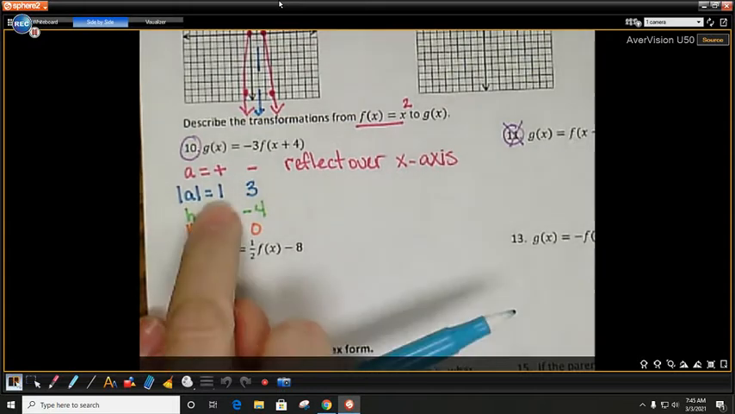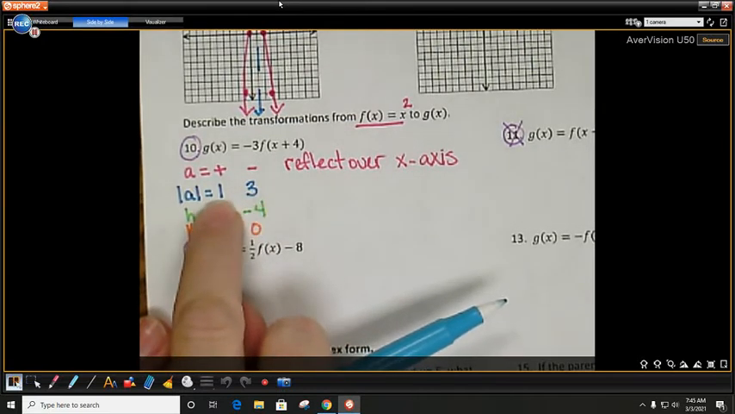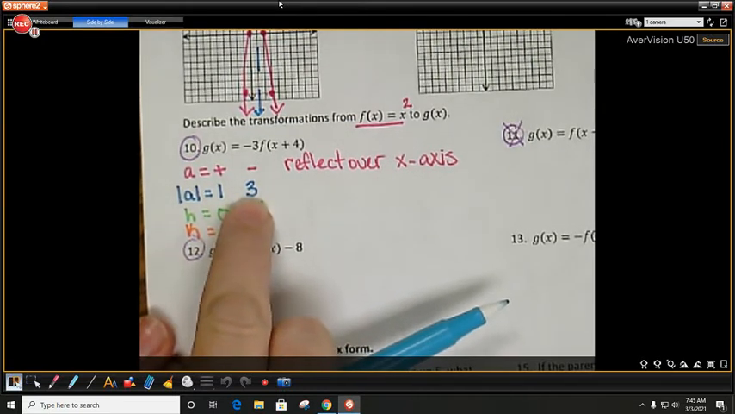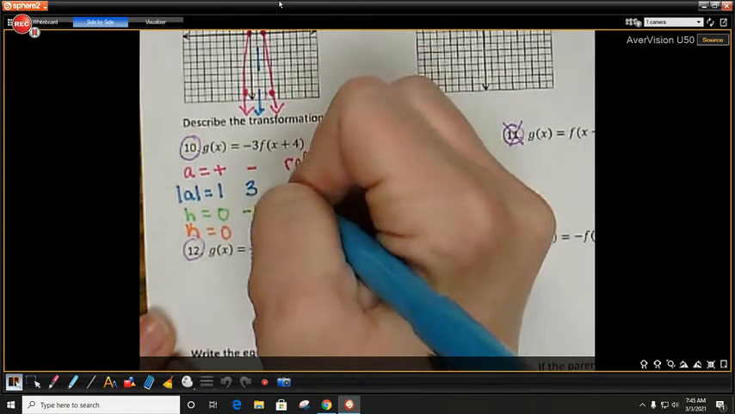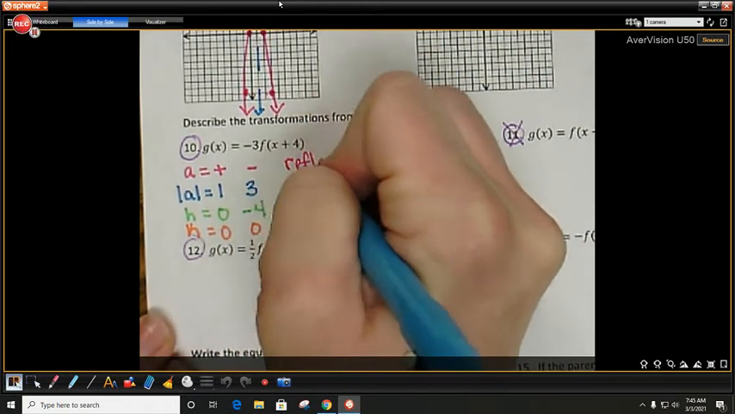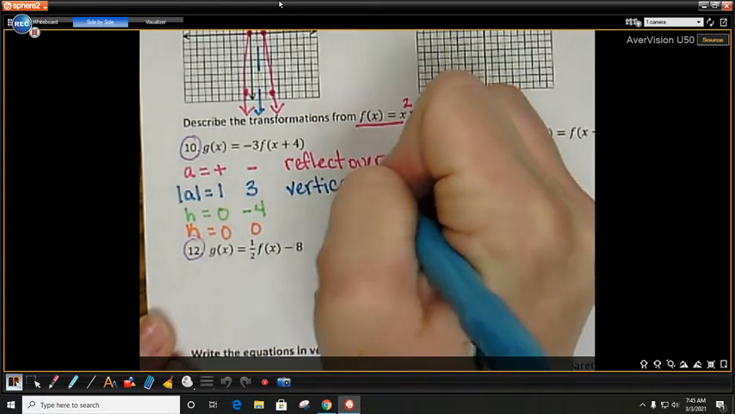Okay? And then my a value went from a 1 to a 3. My a value got larger. If it gets larger, you're stretching. So we're going to say a vertical stretch.